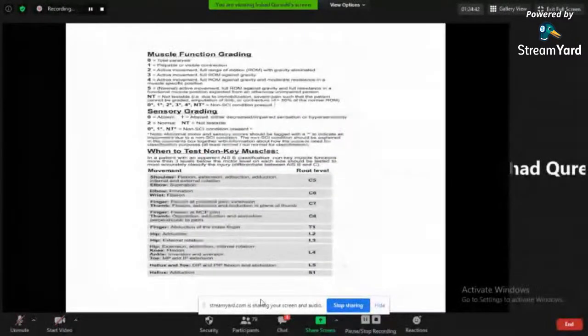This is the second part of this scale where there are certain rules. We already know the manual muscle testing system very nicely. Sensory grading, that is 0, 1, and 2. And for motor and sensory function, NT, that is not testable. There are certain circumstances they have defined where you are supposed to mention it as non-testable.